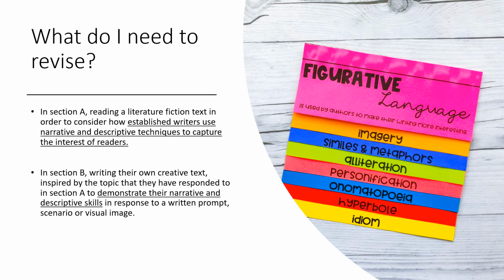When revising for English language, you need to consider how established writers use narrative and descriptive techniques to capture the interest of readers. From the image on the right, you can see that we're looking for how writers use imagery, similes, metaphors, alliteration, personification, onomatopoeia, hyperbole, or idioms in order to make their writing more interesting for readers. In Section B, when you're writing your own creative text, students need to demonstrate those same skills that they've just been analysing and show that they can write their own narrative or descriptive using the same figurative language.